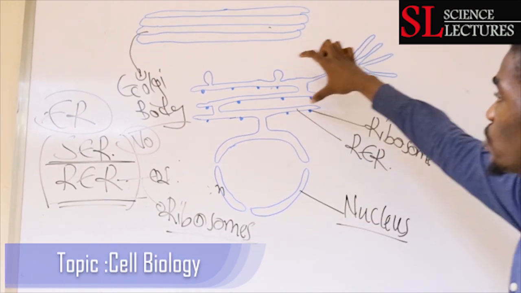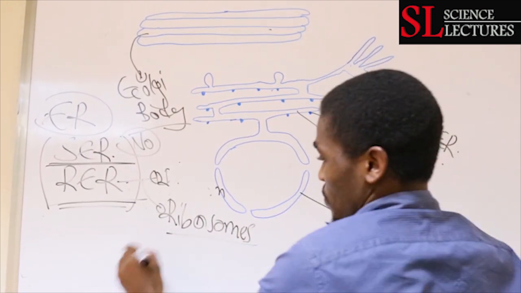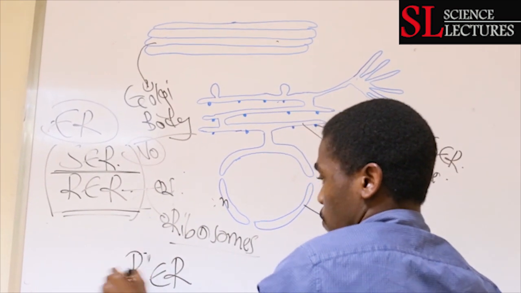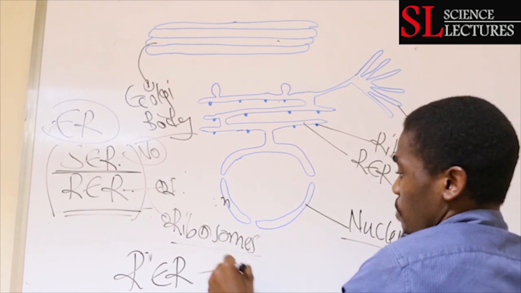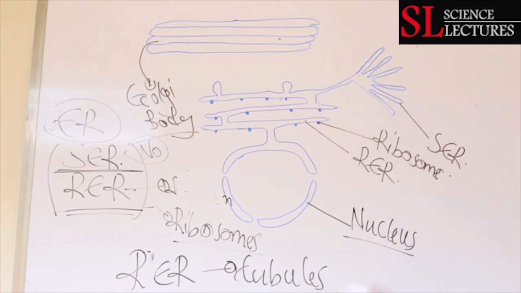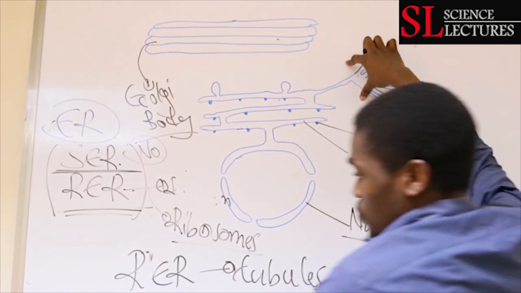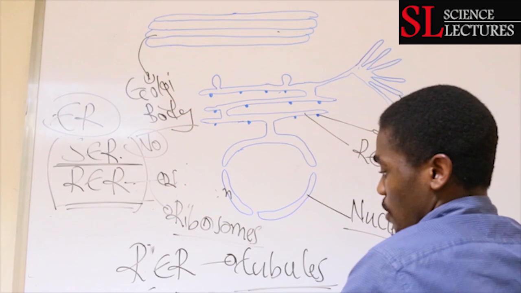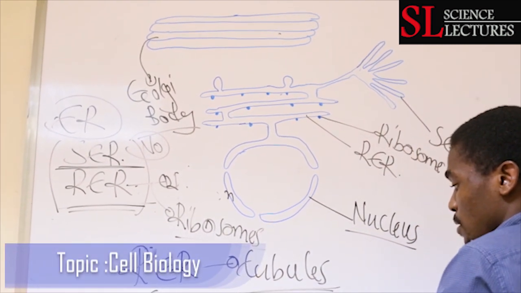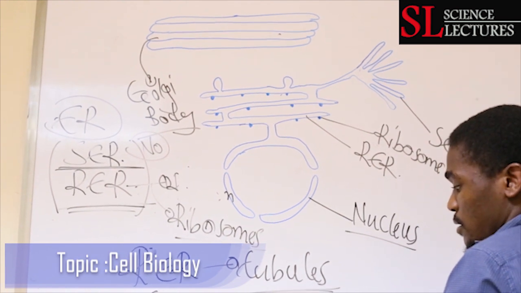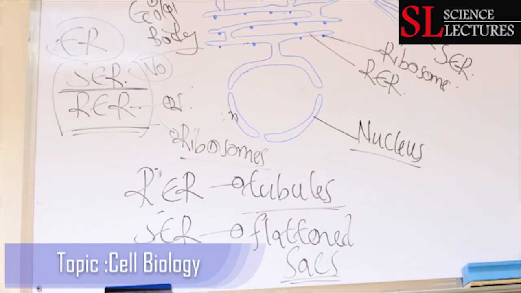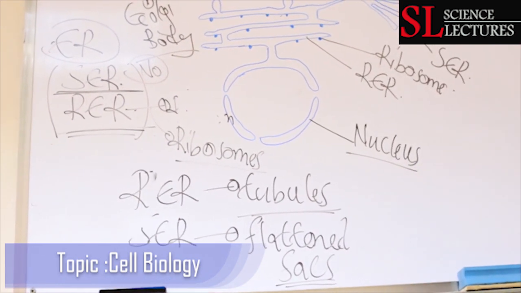But again, what we need to know is that the rough endoplasmic reticulum is made of tubules, like tubes. Then the smooth endoplasmic reticulum consists of flattened sacs. This is another structural difference we can have between the rough and the smooth endoplasmic reticulum.